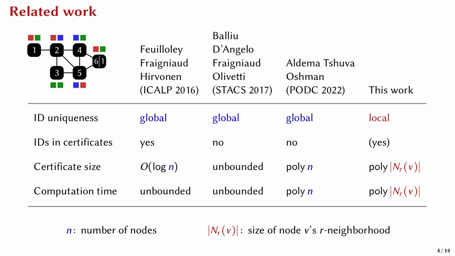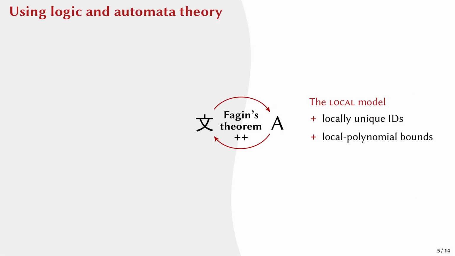But now you may ask, what's the point of having Fagin's theorem anyway? Well, as I mentioned at the beginning, it gives us a way of translating between logical formulas and Turing machines. So imagine we have some questions about the local model, and suppose we are okay with the restriction to locally unique identifiers and local polynomial bounds. Then Fagin's theorem allows us to translate those questions to the world of logic to see if someone else has already done the hard work for us.